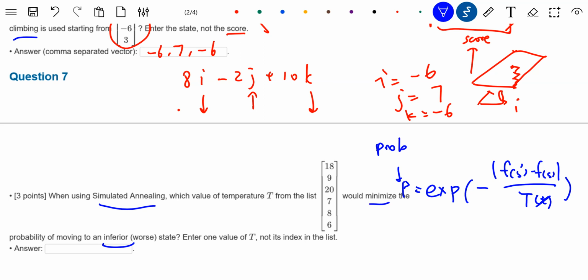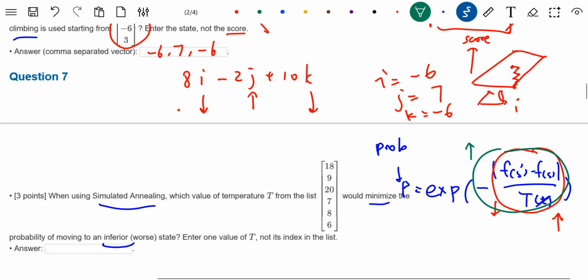So we want to minimize this probability, so we want this whole thing to be as small as possible. So let's try: if we increase T, what will happen? If we increase T, then this whole fraction will decrease, and with the minus sign, the whole thing will increase. And with the exponential, the whole thing will increase, because exponential is an increasing function. So basically, if we increase T, we will increase the probability of moving to a bad state.